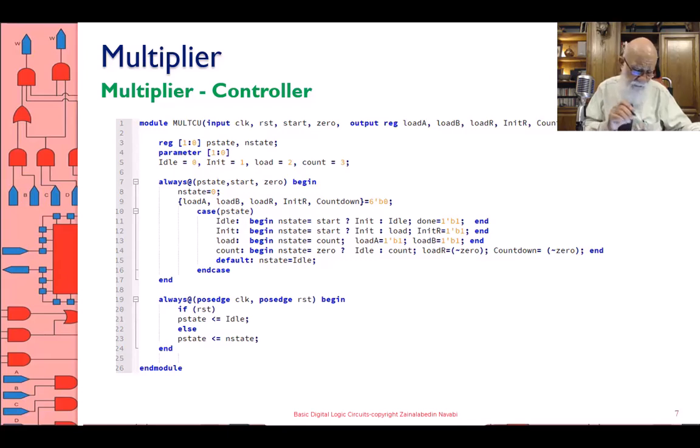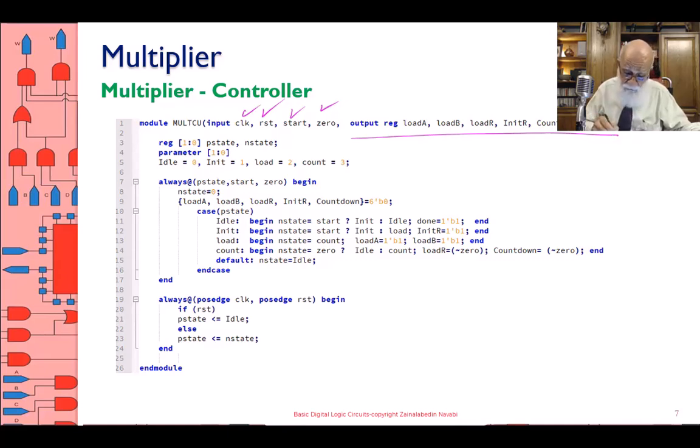Multiplier control unit. Clock and reset are inputs. Start and 0 are the inputs: start from the outside world, 0 from the data path. Load A, load B, load R, init R, count down, and done are the outputs of my controller. These outputs of the controller are being assigned values inside always statements, and therefore I declare them as reg.